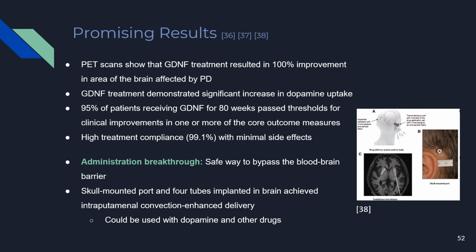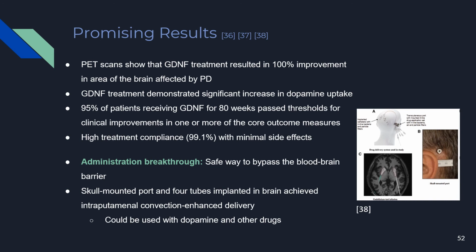Though not an entirely successful first trial, there are lots of positives to take from the study aside from the reduction in symptoms. GDNF treatment resulted in a 100% increase in the brain area associated with Parkinson's disease and significantly increased dopamine uptake. 95% of patients that received GDNF for 80 weeks showed clinical improvement and the side effects were minimal.